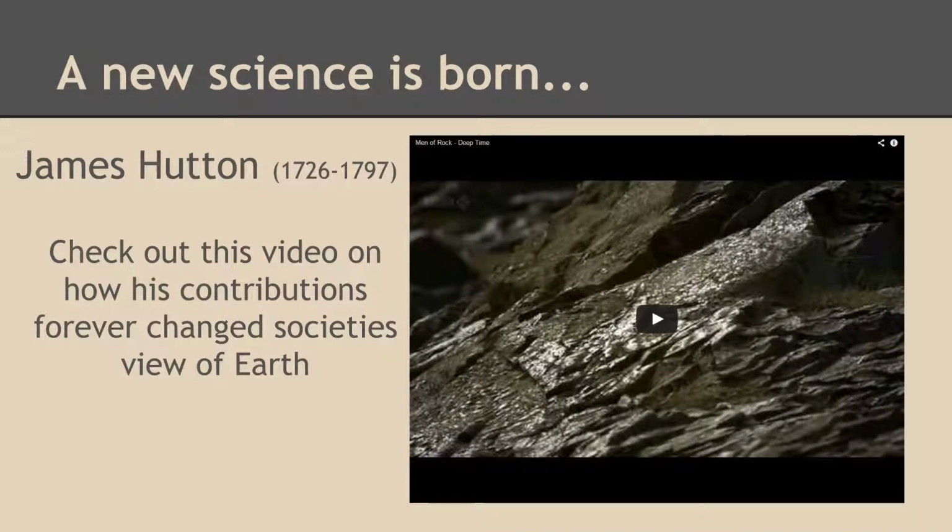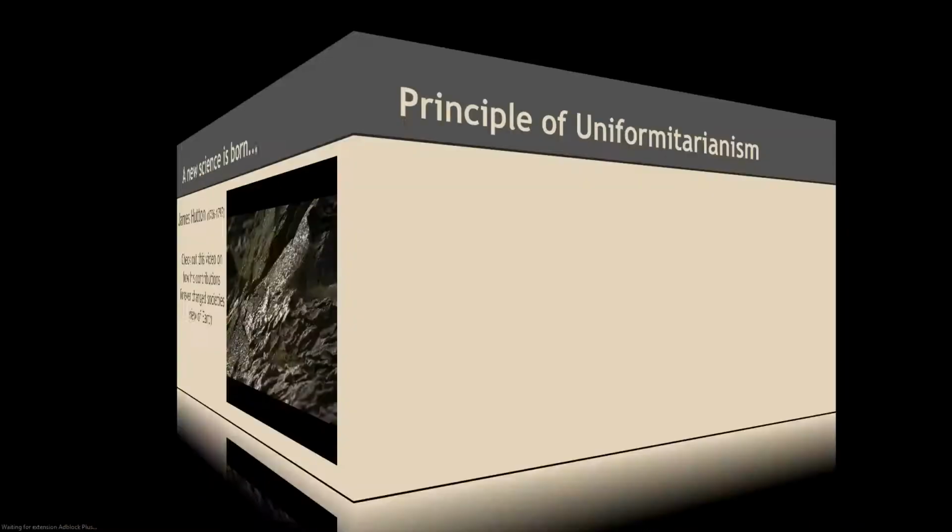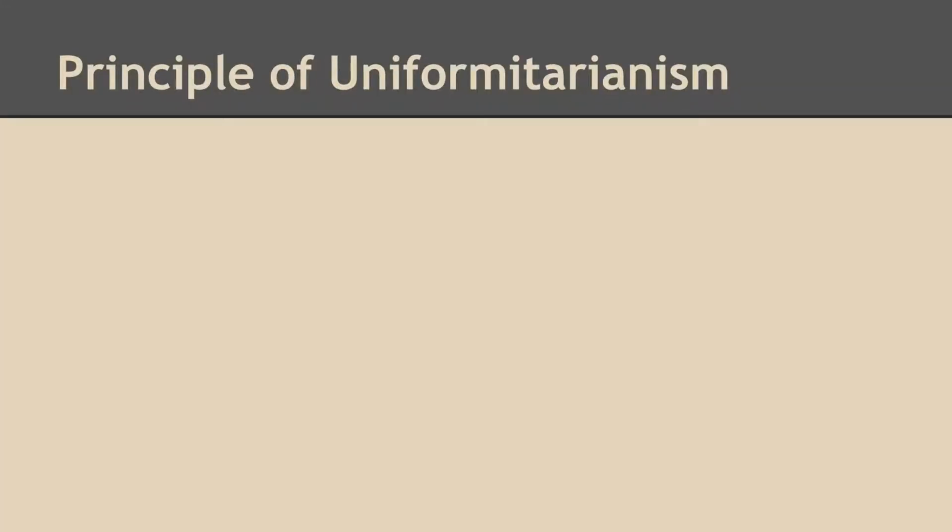So James Hutton, he was a Scottish scientist. Basically was one of the first scientists who looked at and really started analyzing and collecting data on how rocks formed and the types of processes that were involved and how long that took.